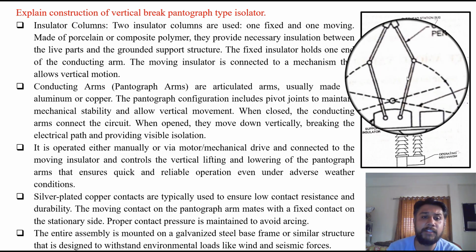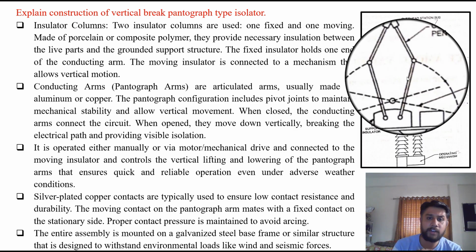It is operated either manually or via a motor or mechanical drive system, and connected to the moving insulator, and controls the vertical lifting, that is the closing, and the opening, that is the lowering, of the pantograph arms. That ensures quick and reliable operation even under adverse environmental or weather conditions. Silver-plated copper contacts are typically used to ensure low contact resistance and durability.